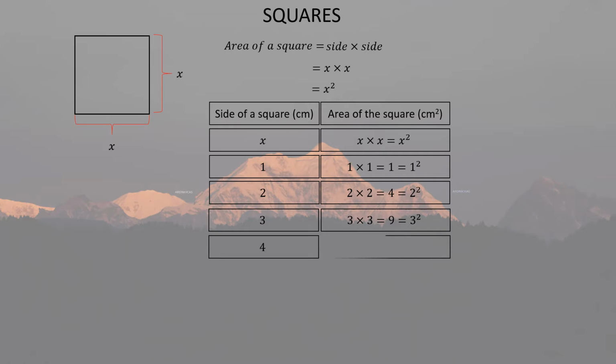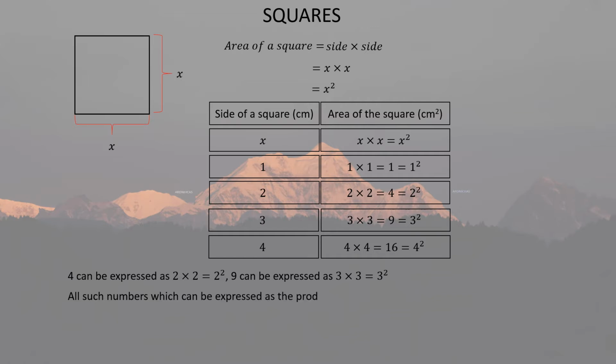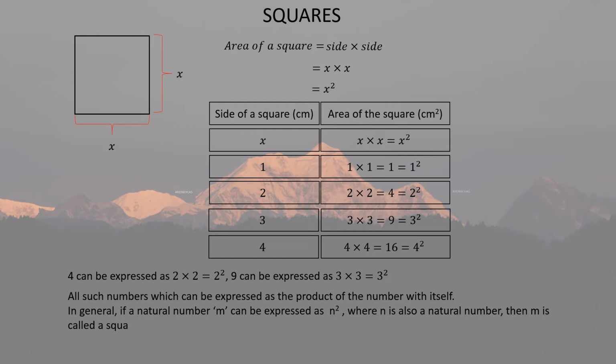We have say 4 centimeter, then the area would be equal to 4 into 4, that is equal to 16, which is written as 4 square. So from these examples, we can write 4 as 2 times 2 or 2 square, 9 as 3 times 3 or 3 square. So such numbers like 4 and 9 can be expressed as the product of the numbers with itself. In general, if a natural number m can be expressed as n square, where n is a natural number, then m is called a square number.